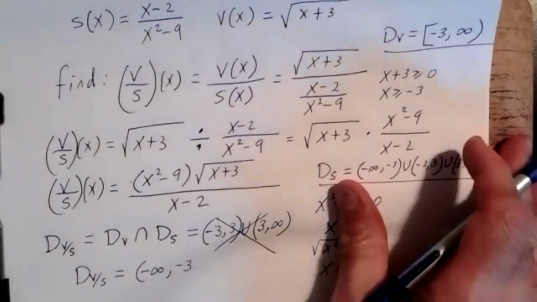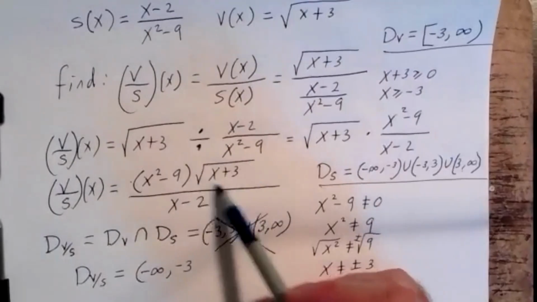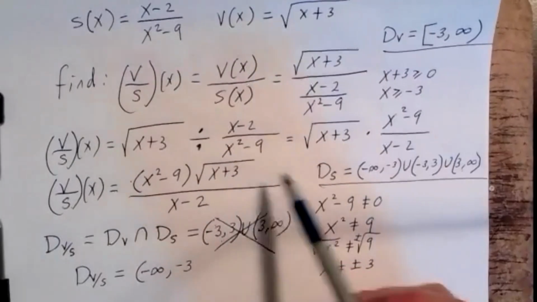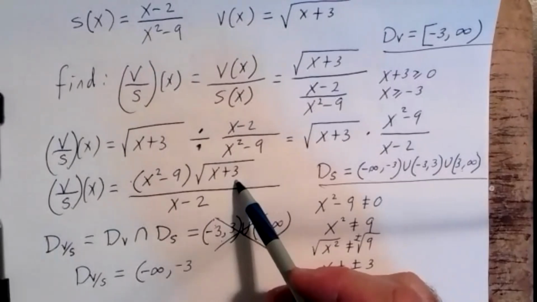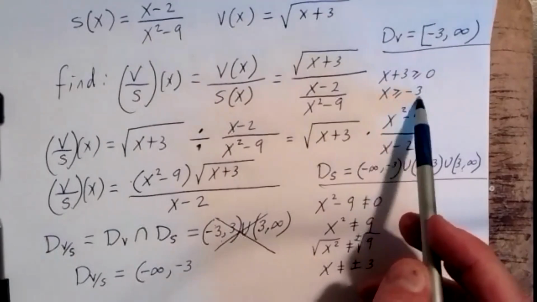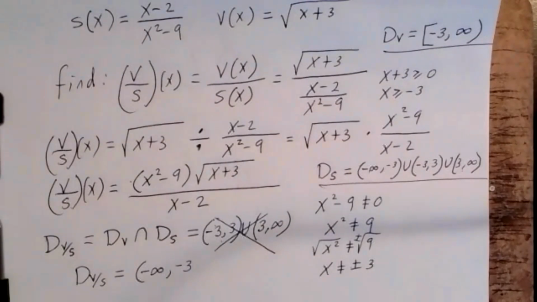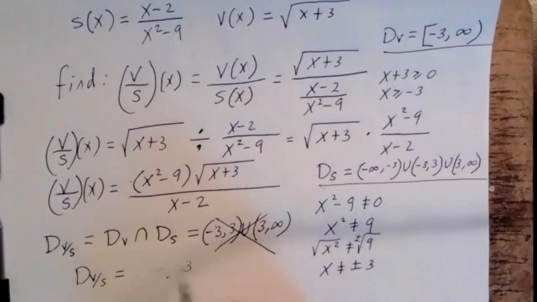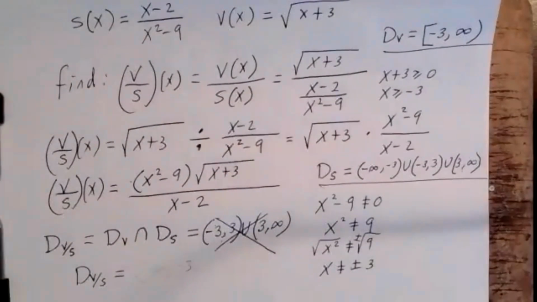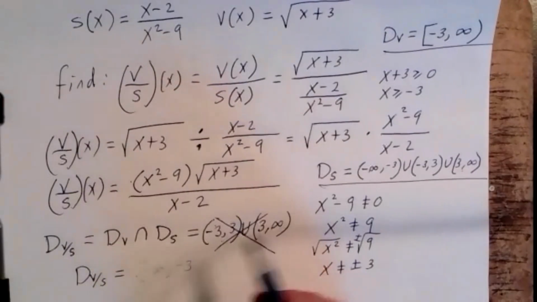Now, what did I say the domain of this was here? X plus 3 would have to be greater than or equal to what? 0, correct? Which says x must be greater than or equal to what? -3. So to satisfy this square root in our quotient function here, we would have to make sure that x is greater than or equal to -3 to ensure that this does not become non-real.